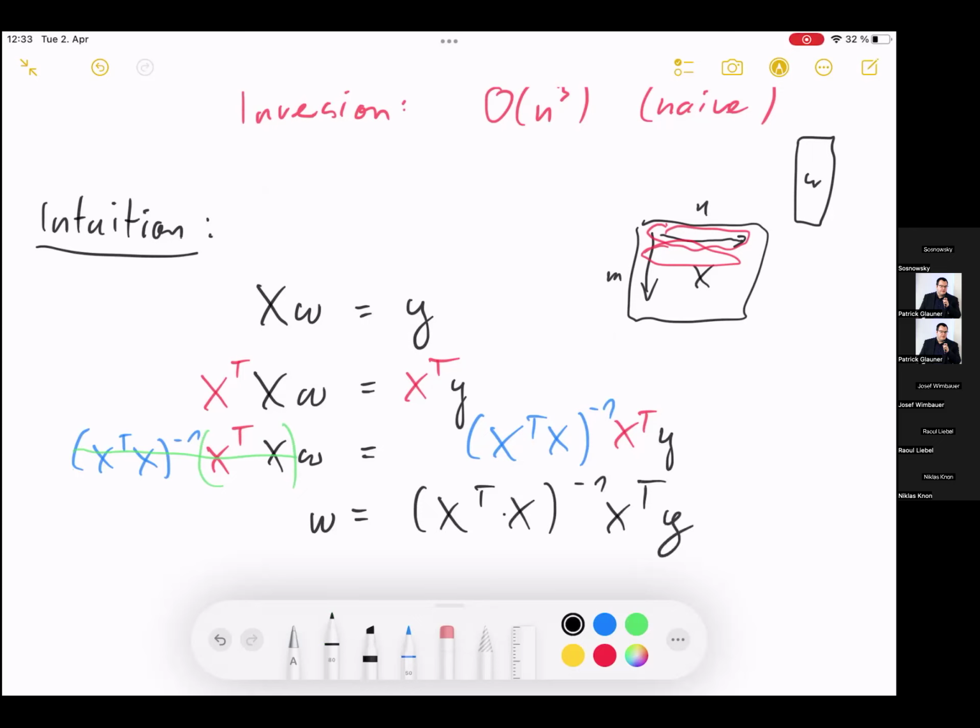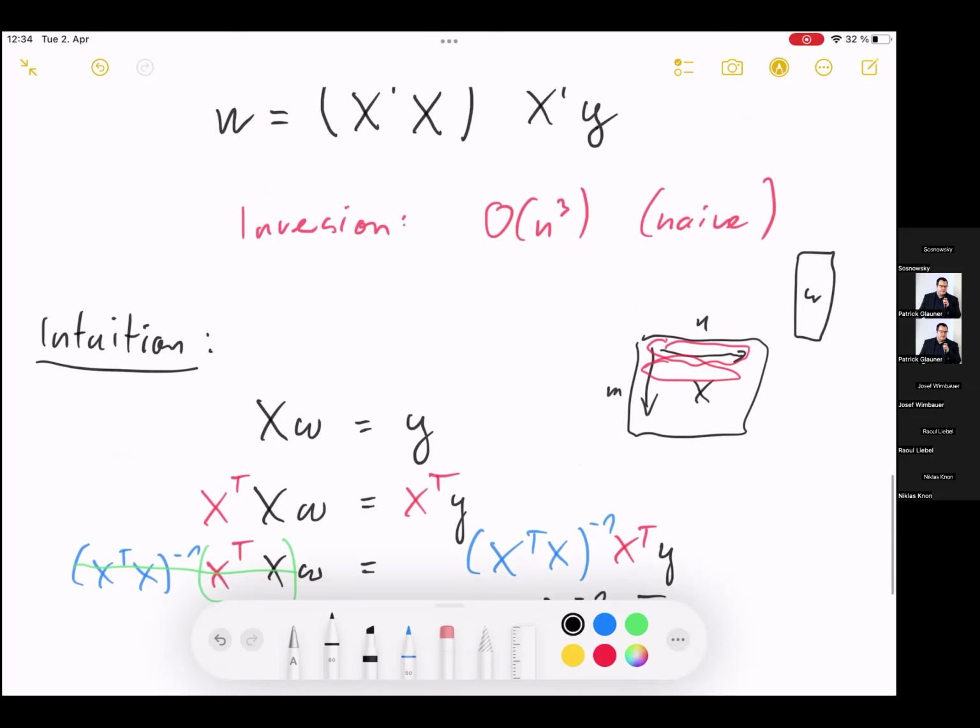Very important: this is not a derivation. It's just sort of an intuition where the normal equation comes from. If you want to derive the normal equation, you need to do something far more complex, which is beyond the scope of this course.